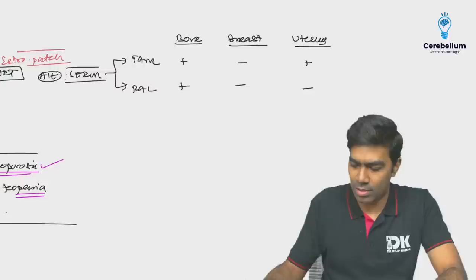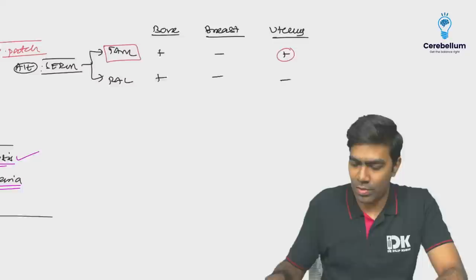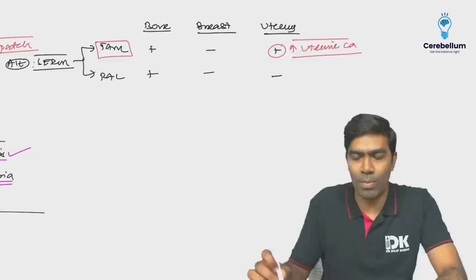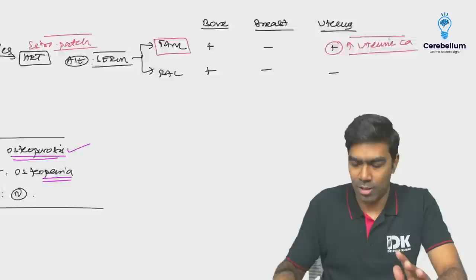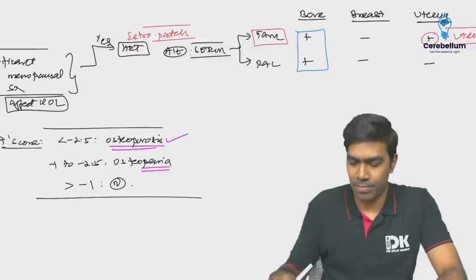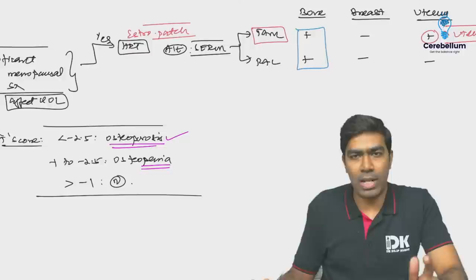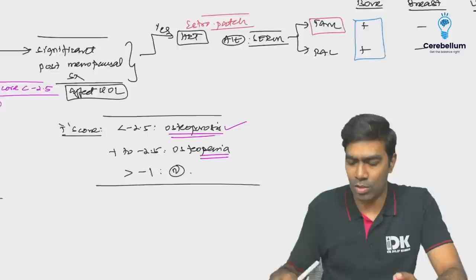So tamoxifen has a small propensity to cause uterine cancer, an increased risk of uterine cancer. Endometrial cancer risk is quite high with tamoxifen, but raloxifene doesn't have that risk. But both are basically agonistic to the bone, so both can be effective in reducing the risk of osteoporotic fractures. And in the breast, both are antagonists basically. That's why they can be used in breast cancer patients also, both tamoxifen as well as raloxifene. So that is the idea of SERMs.